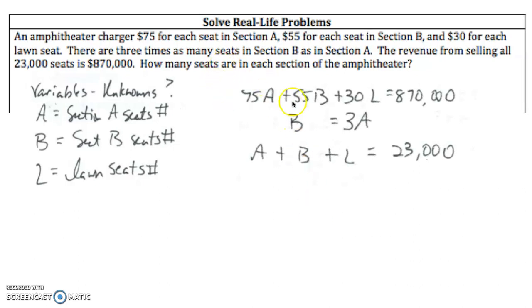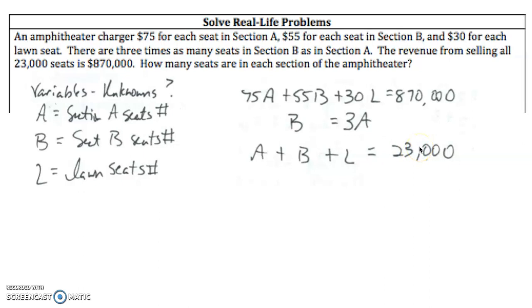So my first equation is just the total money revenue that's involved. I was told that section A seats are 75, so 75 times A will give me the money generated for this section, plus 55B plus 30L, and this together is going to equal this amount. I was also told that there are 3 times as many seats in section B as in section A. So to make them equal, I have to multiply section A by 3. Finally, I was told, just subtly, that there are 23,000 seats in the amphitheater. So I can simply add up the number of seats and have that be a total.